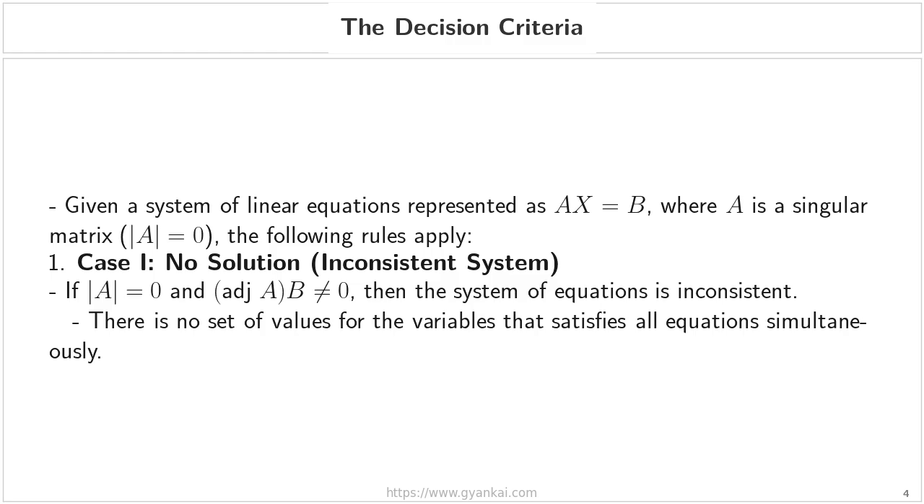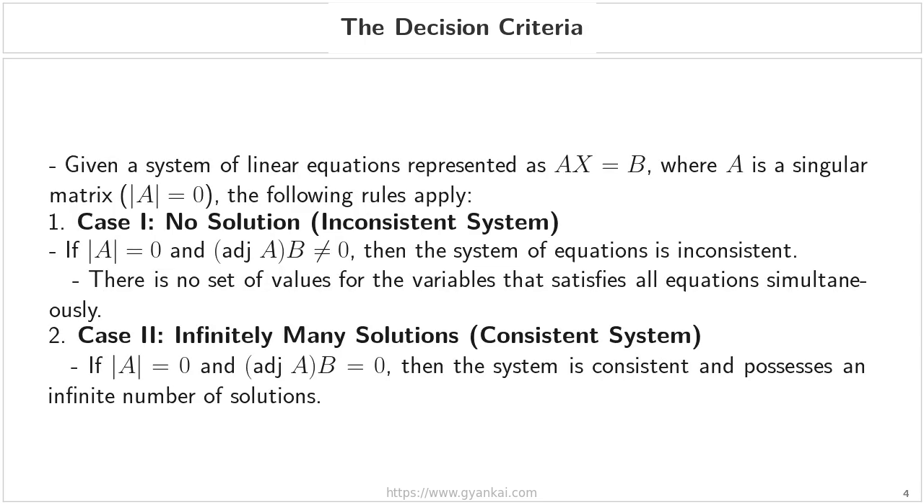If we find that the determinant of A is 0, but when we multiply the adjoint of A by the constant matrix B, the resulting matrix is not equal to 0, then the system is inconsistent. In plain English, this means the equations are essentially contradicting each other, and there is no possible set of values for our variables that can satisfy all the equations at the same time.